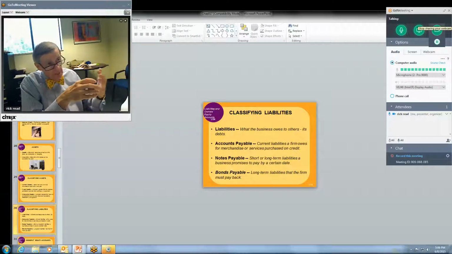Now, the good thing about bonds is that the interest that you pay is tax deductible.